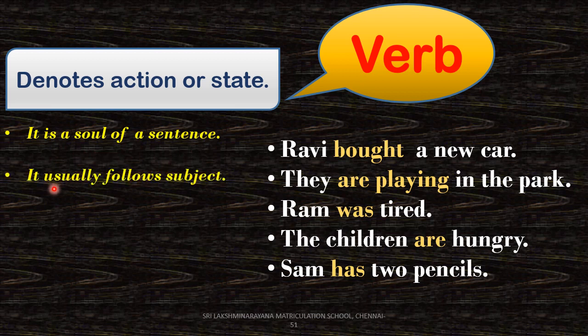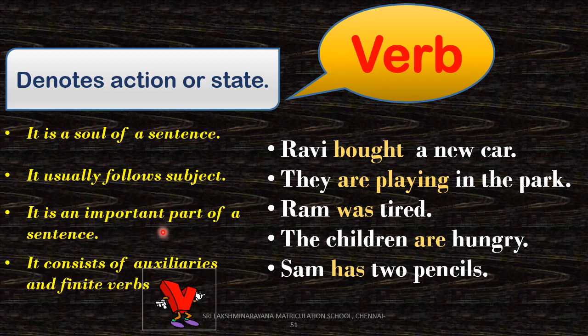It usually follows the subject. It expresses the action done by the subject. It is an important part of a sentence, and verbs consist of auxiliaries and finite verbs. Now, let's look in detail at the auxiliary verbs and finite verbs.